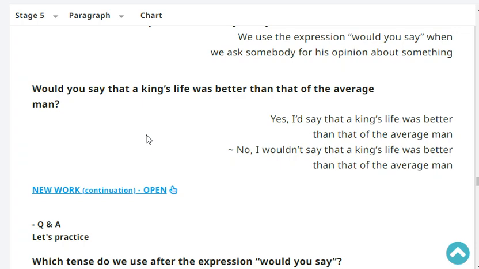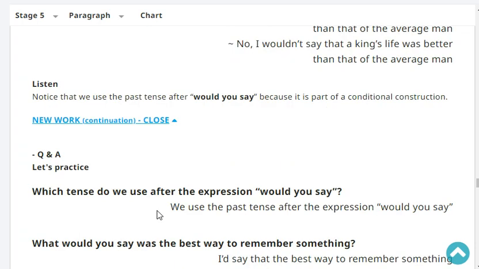No, I wouldn't say that a king's life was better than that of the average man. Very good. Okay, next, listen. Notice that we use the past tense after would you say because it is part of the conditional structure. When we use would you say, we use the past tense.